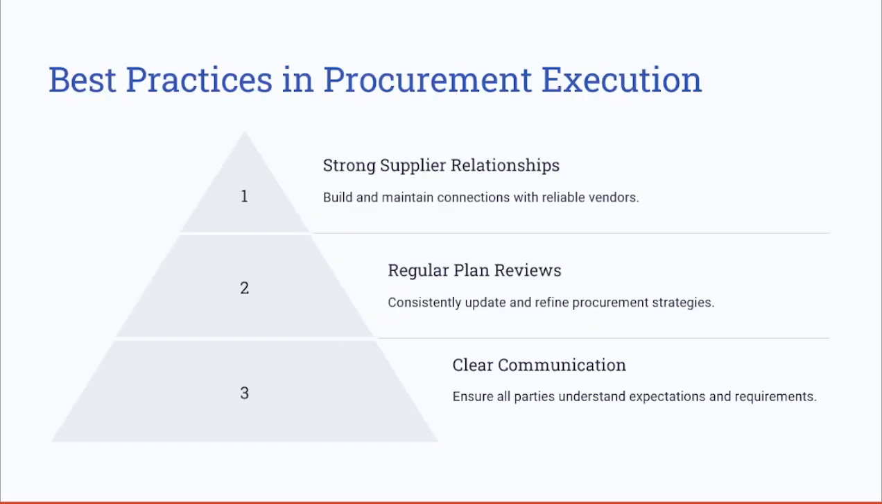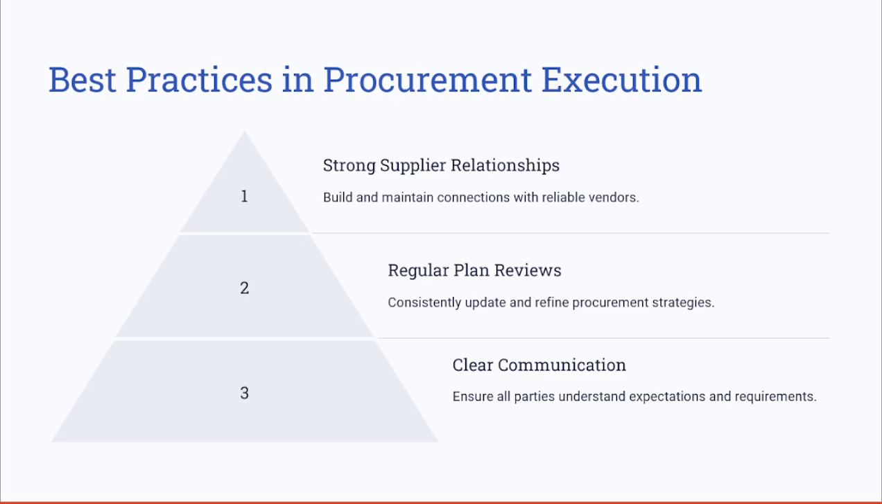Here are the best practices when executing the procurement strategy. So adopting best practices such as maintaining strong supplier relationships and clear communication ensures the procurement efficiency. So think of building a strong relationship with the reliable suppliers because, if it's a long relationship or a long contract, you need to maintain that relationship with the suppliers to ensure that you have alignment with your project goals.